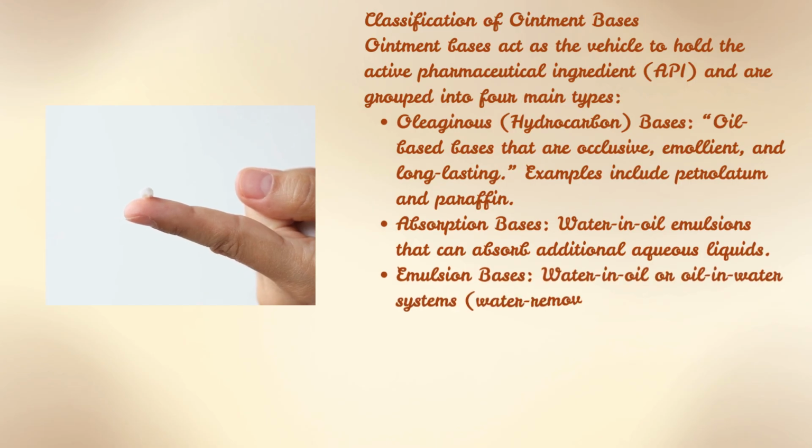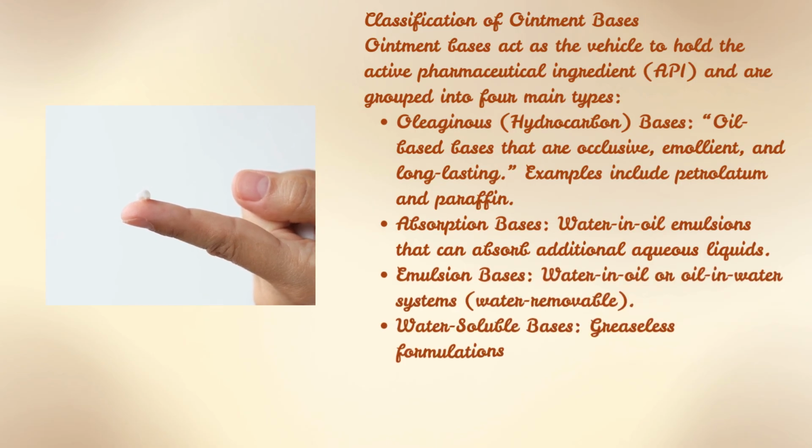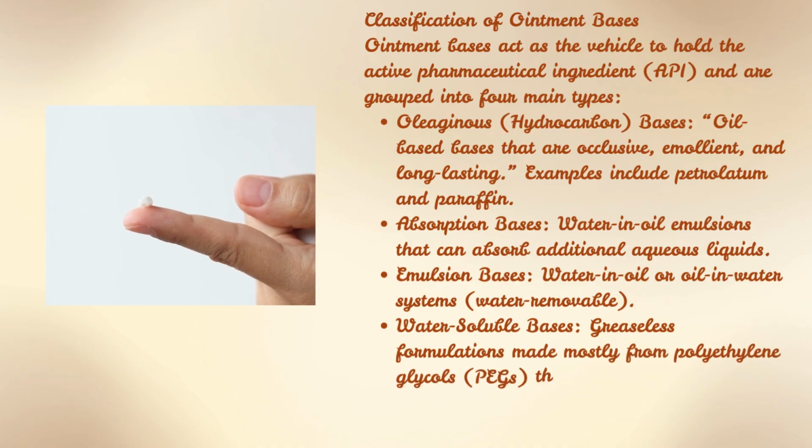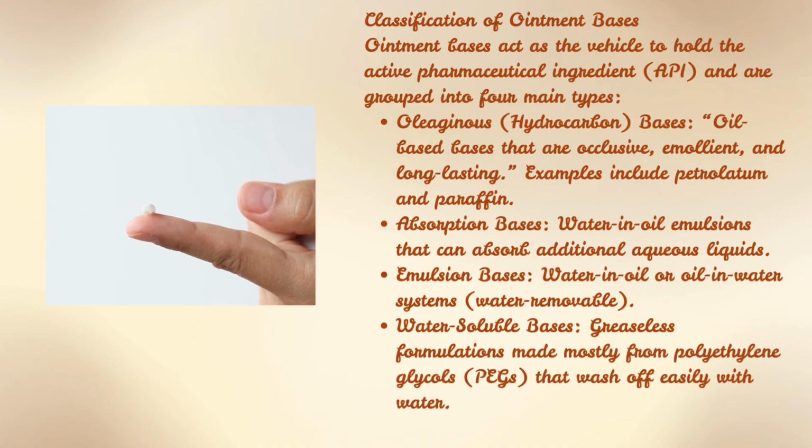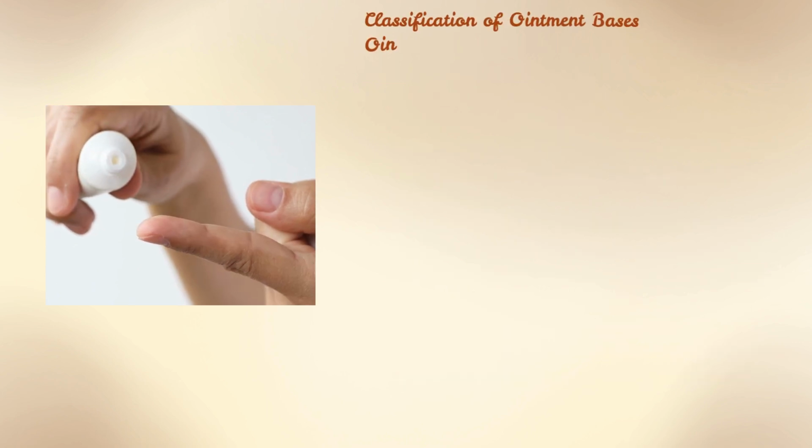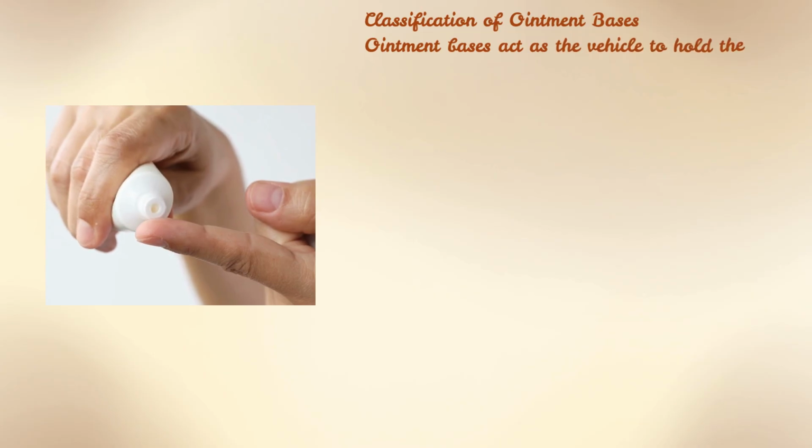One is oleaginous or hydrocarbon bases. These are oil-based, highly occlusive, and excellent emollients. They remain on the skin for a long duration and are represented by examples such as petroleum and paraffin.